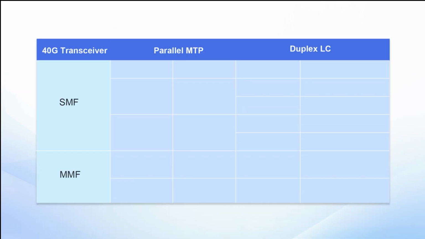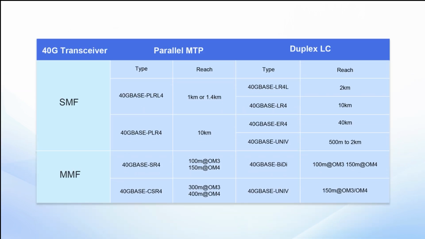Based on these two typical models, we can see a clear trend. MTP-based 40G modules are mostly used for short-reach connections, while LC-based 40G modules are better suited for long-reach transmission. However, there are also exceptions within the 40G modules. For example, 40G BIDI and 40G UniV use an LC interface but only support short distances, while MTP-based modules such as 40G PLR4 and 40G PLR-L4 can support much longer transmission over single-mode fiber.